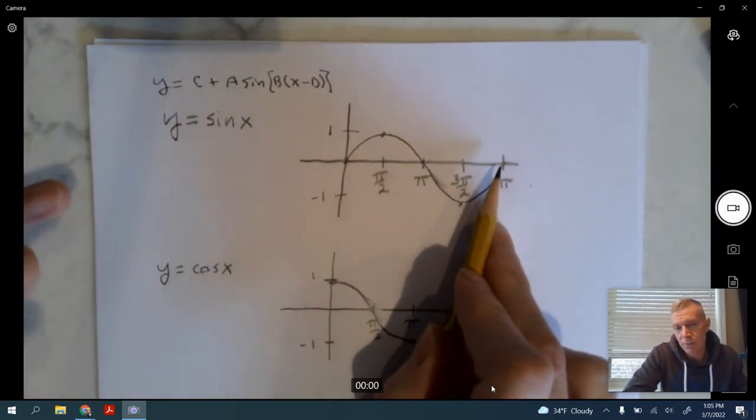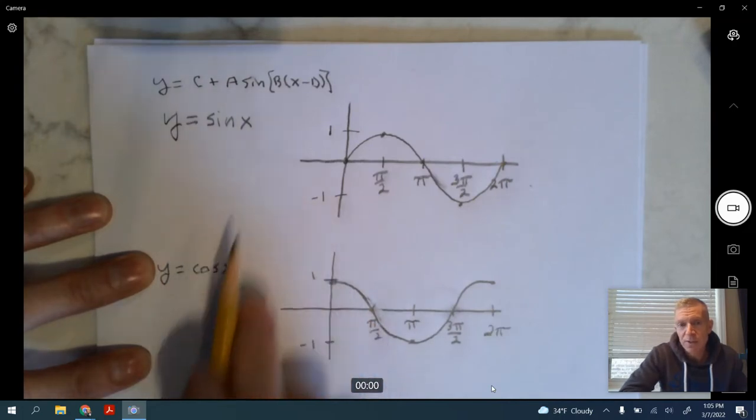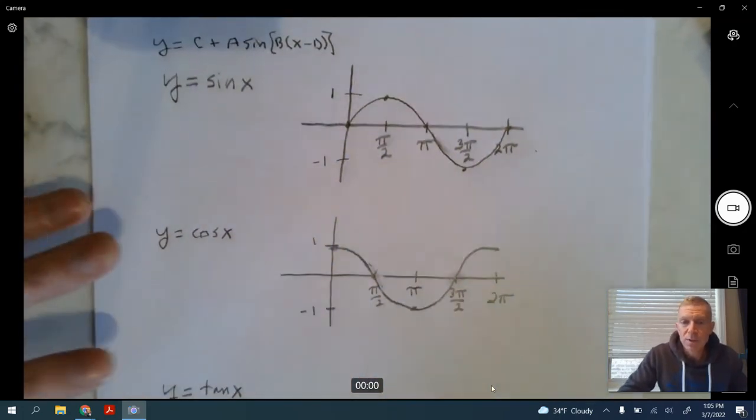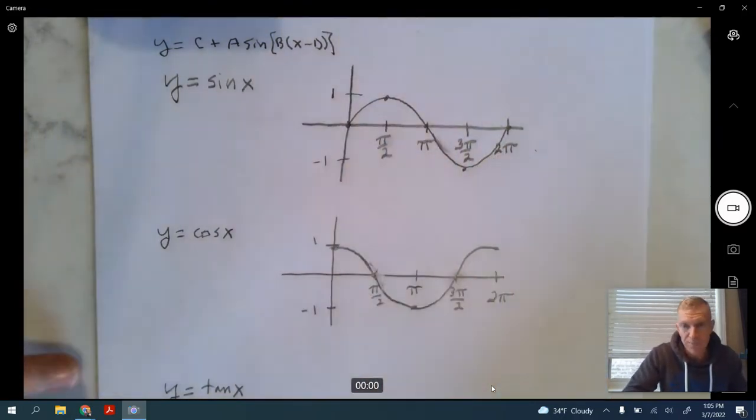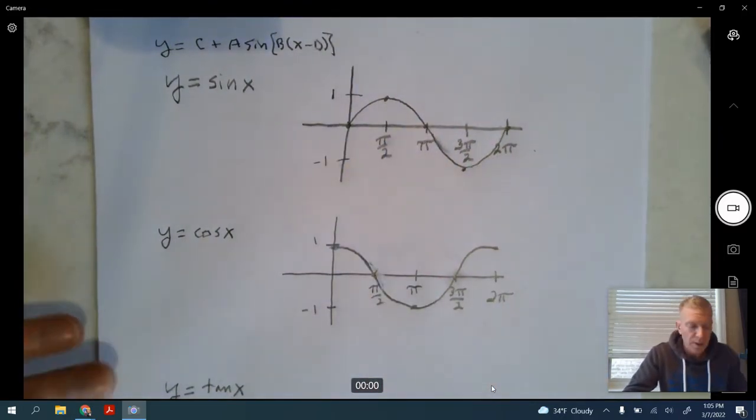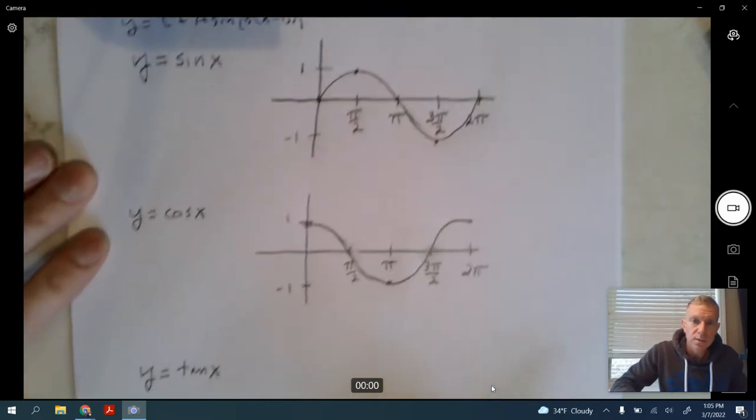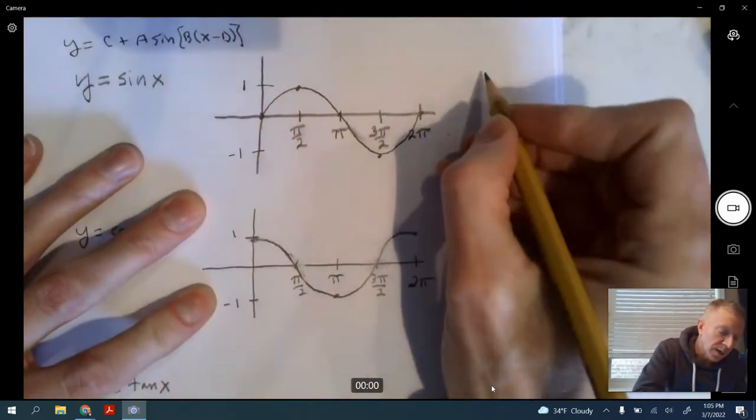Now, this is the biggest difference between a sine function and a tangent function, because one cycle of the tangent function does not go from 0 to 2 pi. It actually only goes from 0 to pi. Okay, so let's take a look. And remember how we graphed this initially.